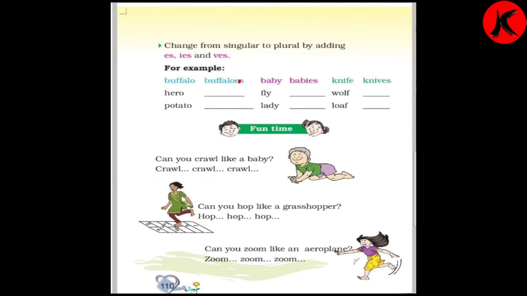Buffalo, buffalo, singular. Plural is what? Buffaloes, buffaloes. Next, baby, baby. So babies, babies. ES is given as an example, IES is also given, and in the last VES is given.